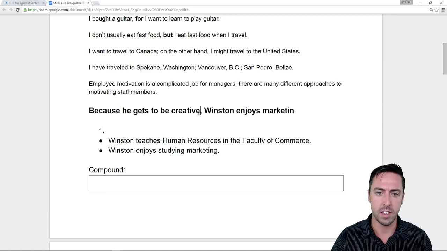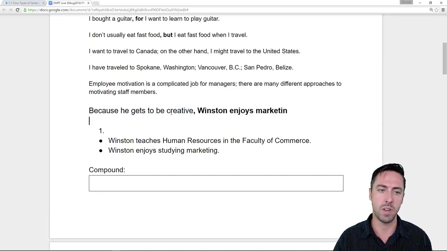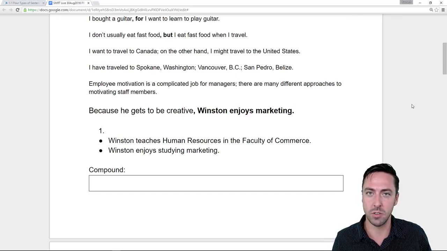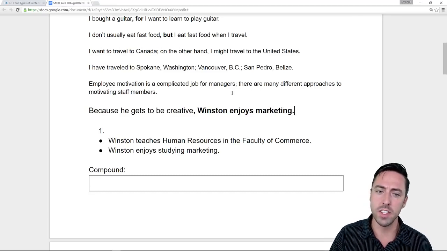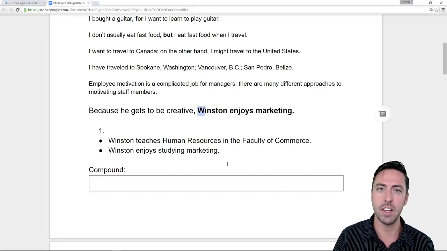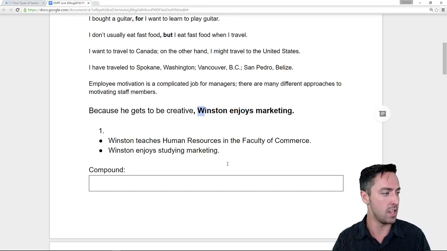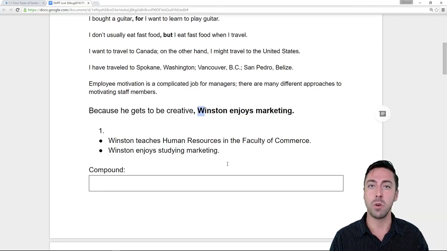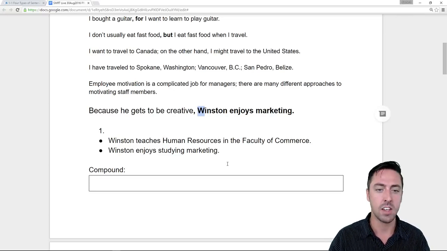Here we have the dependent clause, which I will make not bold, and the independent clause, which I will make bold there. Because he gets to be creative, Winston enjoys marketing. And the only reason that this letter here, I should note, is capitalized is because it is a proper noun. It's a name. I capitalize my name, Joshua. Caesar capitalizes his name. Rosa capitalizes her name. That's what we do with names. They're proper nouns. So this is not because of this comma here. If this were a regular noun, this letter here, the W, would be small.